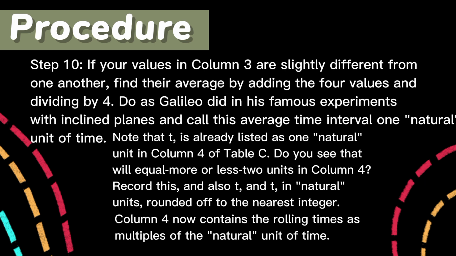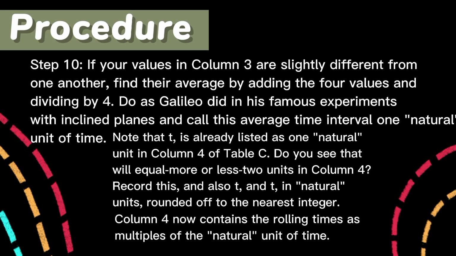Step number 10: If your values in column 3 are slightly different from one another, find their average by adding the 4 values and dividing by 4. Do as Galileo did in his famous experiments with inclined planes and call this average time interval 1 natural unit of time. Note that t sub 1 is already listed as 1 natural unit in column 4 of table C.